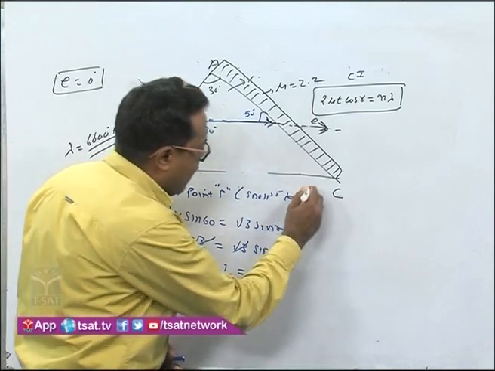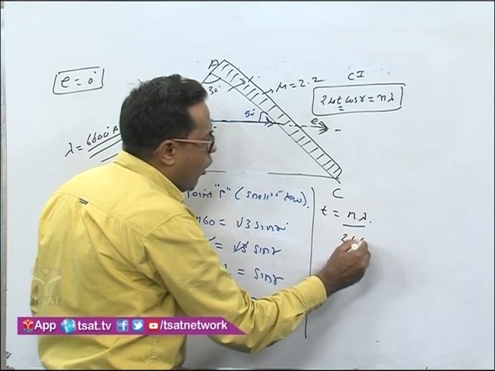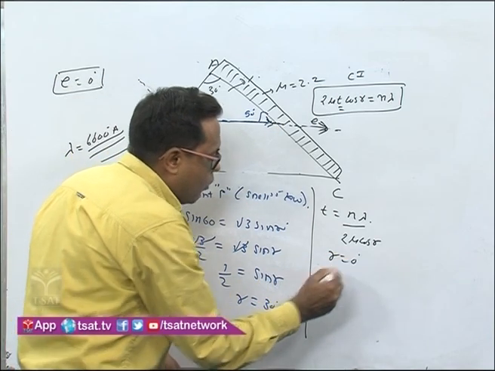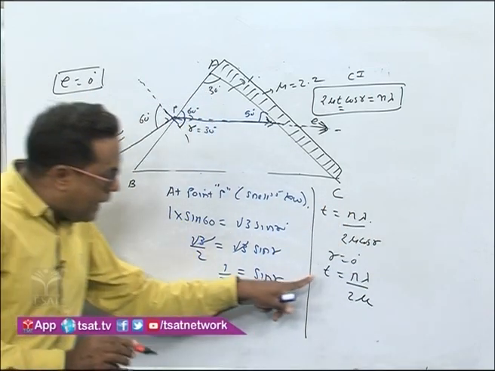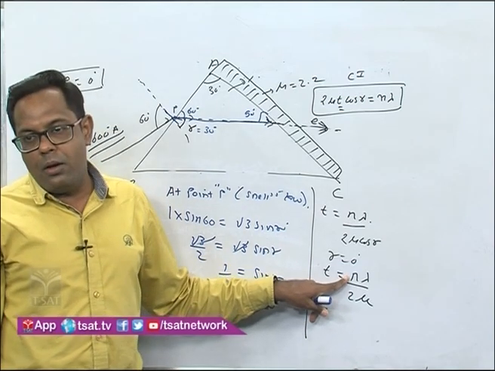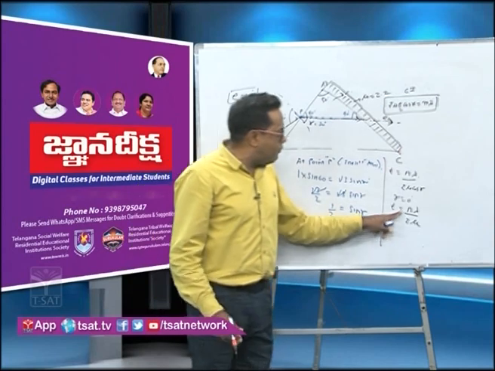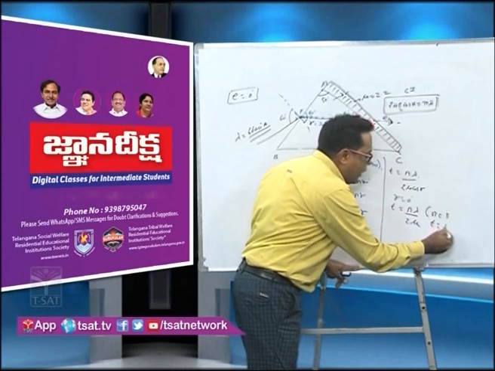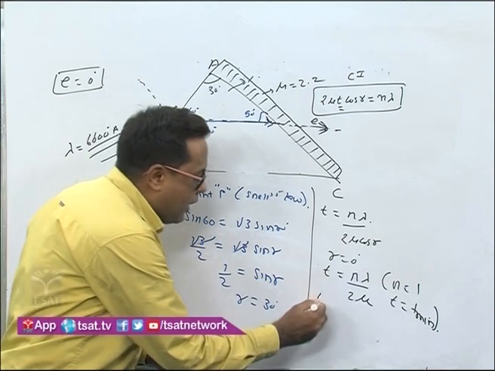So now we have to find the thickness. This t can be written as n lambda by 2 mu cos r. Since it is an example of normal incidence, r is taken as 0, and cos 0 is 1. So the thickness will be equal to n lambda by 2 mu. Now for t to be minimum, listen very carefully, the n value should be minimum. It can't be 0, as thickness can't be 0; that is practically impossible. So n should be an integer, and the minimum value of n can be taken as 1.